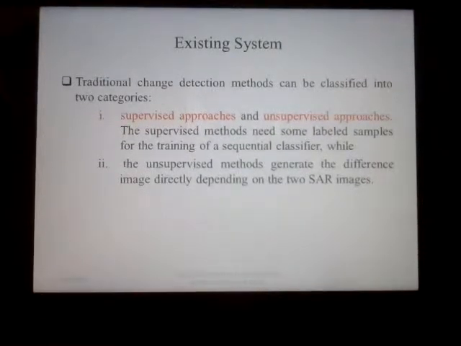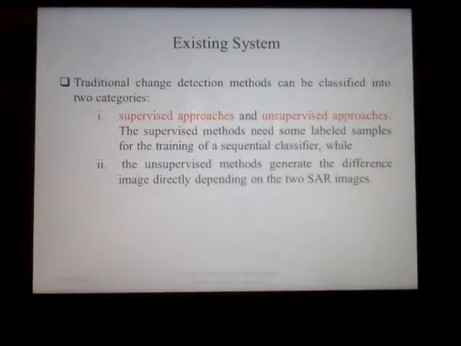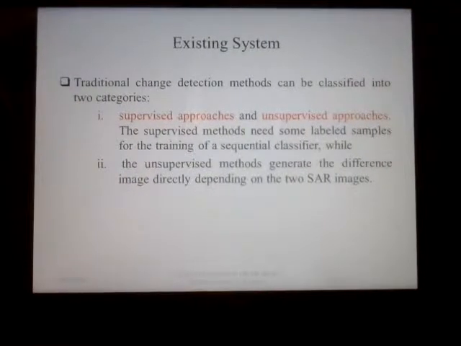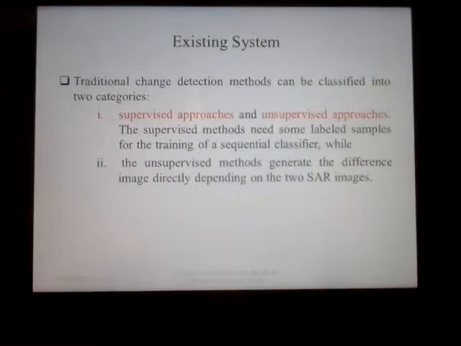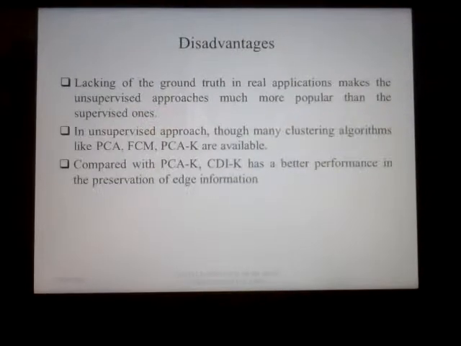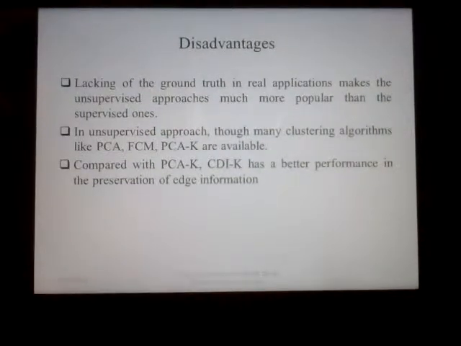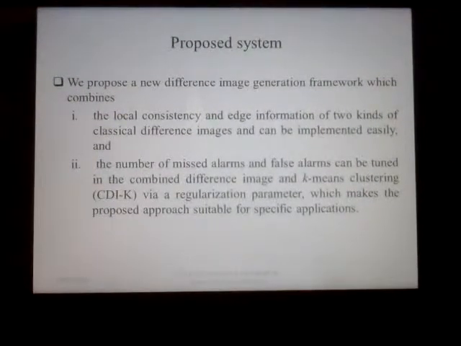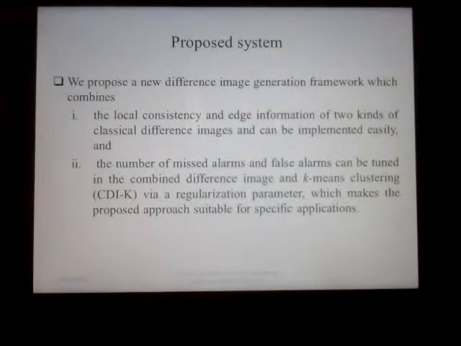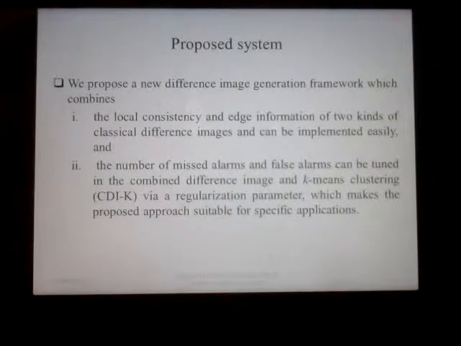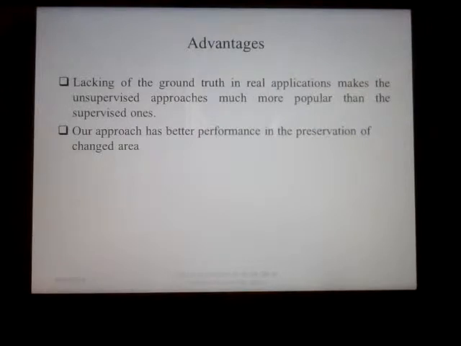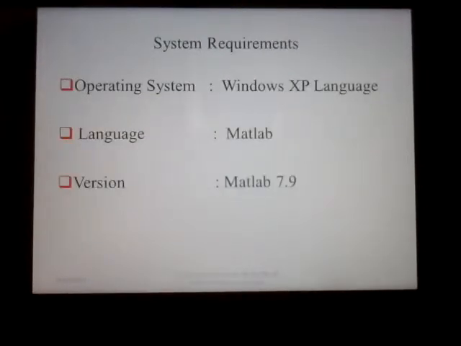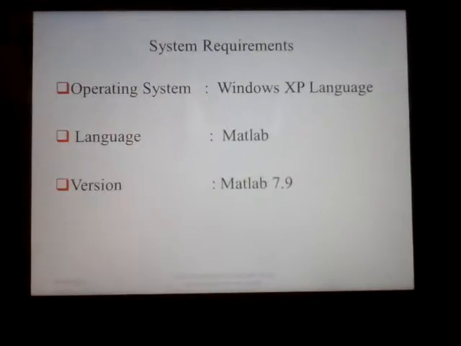Existing system. In the existing system, we use a supervised approach, which needs some labeled samples. The unsupervised methods generate the difference image directly depending on the two SAR images, which is used in the current project. The disadvantage of the existing system is the lack of ground truth in real applications. In the proposed system, the local consistency and edge information of two kinds of classical difference image can be implemented easily. And the disadvantage of the existing system is overcome in the proposed system.